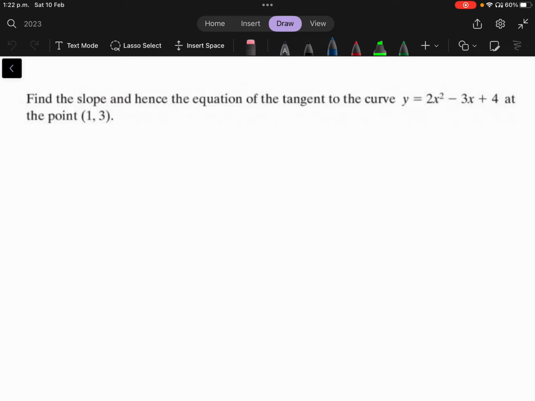Okay, so let's look at this question again. What they're asking: there is a curve, which is 2x² − 3x + 4. So this is the curve, and there's a point here, and there's a tangent going out, and this point is (1, 3). So you have to find the equation of the tangent.